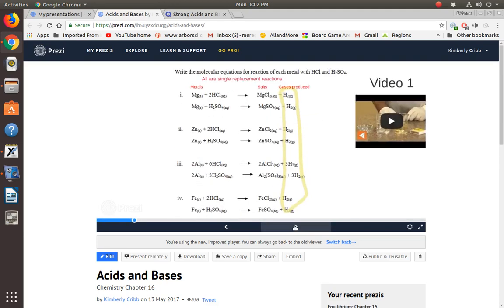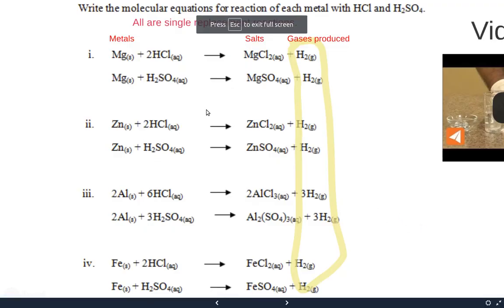So here we have several different acids and metals. This is magnesium metal and hydrochloric acid, and I do have some magnesium metal, so I'll probably be able to show you this one. When you put the hydrochloric acid on the metal, it's going to produce magnesium chloride, aqueous, meaning it's dissolved in the water, and it's producing this hydrogen gas.